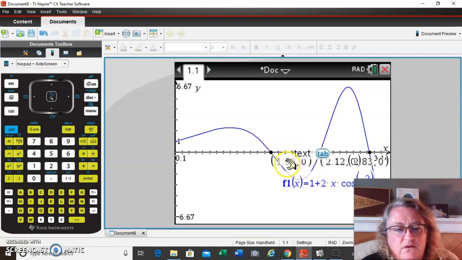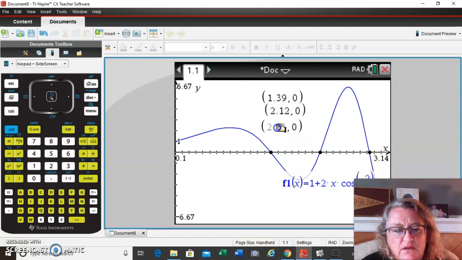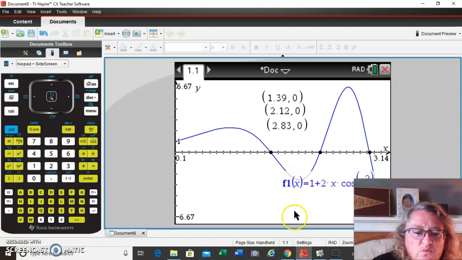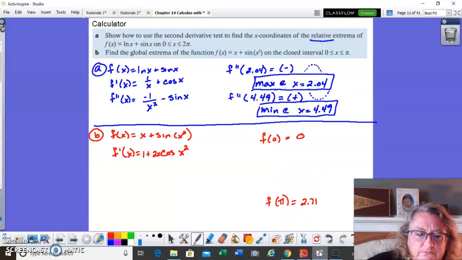I got 3 points here, okay? I got 1.39, 2.12, and 2.83. Those are the other 3 numbers I'm going to check. So 1.39, I'm going to find out what f of 1.39 is. I'm going to find out what f of 2.12 is. Okay. And I'm going to find out what f of 2.83 is.